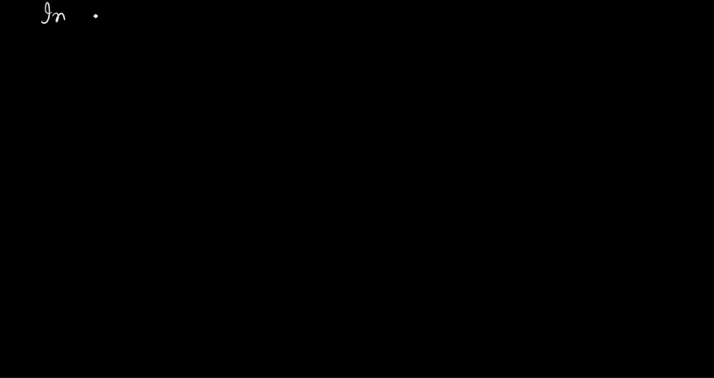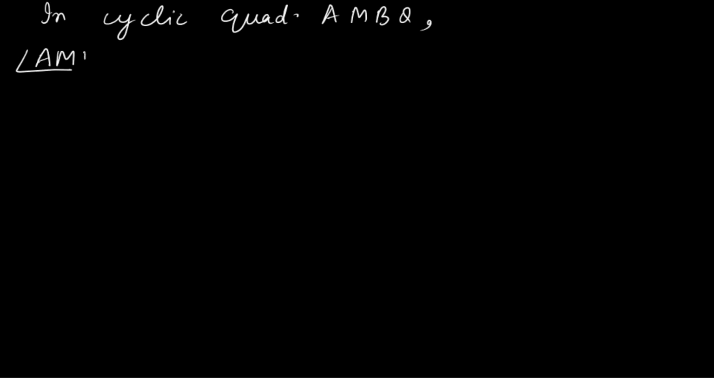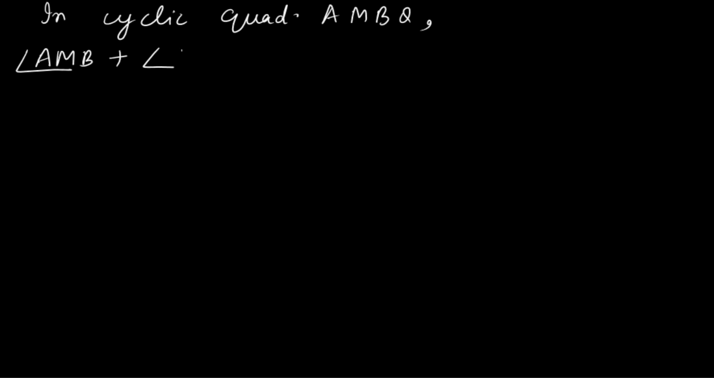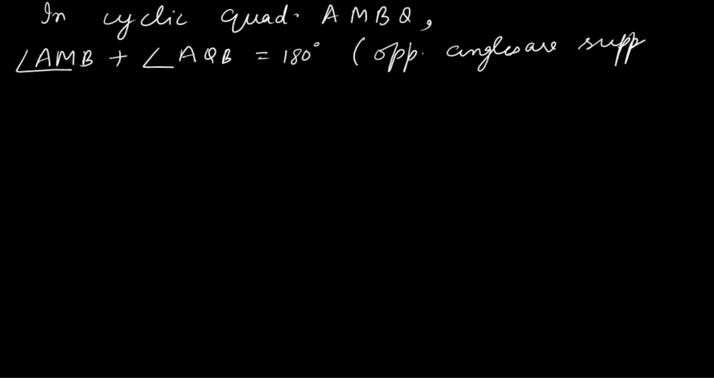So we can write, in cyclic quadrilateral AMBQ, angle AMB plus angle AQB is equal to 180 degrees because opposite angles. So the reason you can mention: opposite angles of a cyclic quadrilateral are supplementary. Supplementary means the sum is 180 degrees.